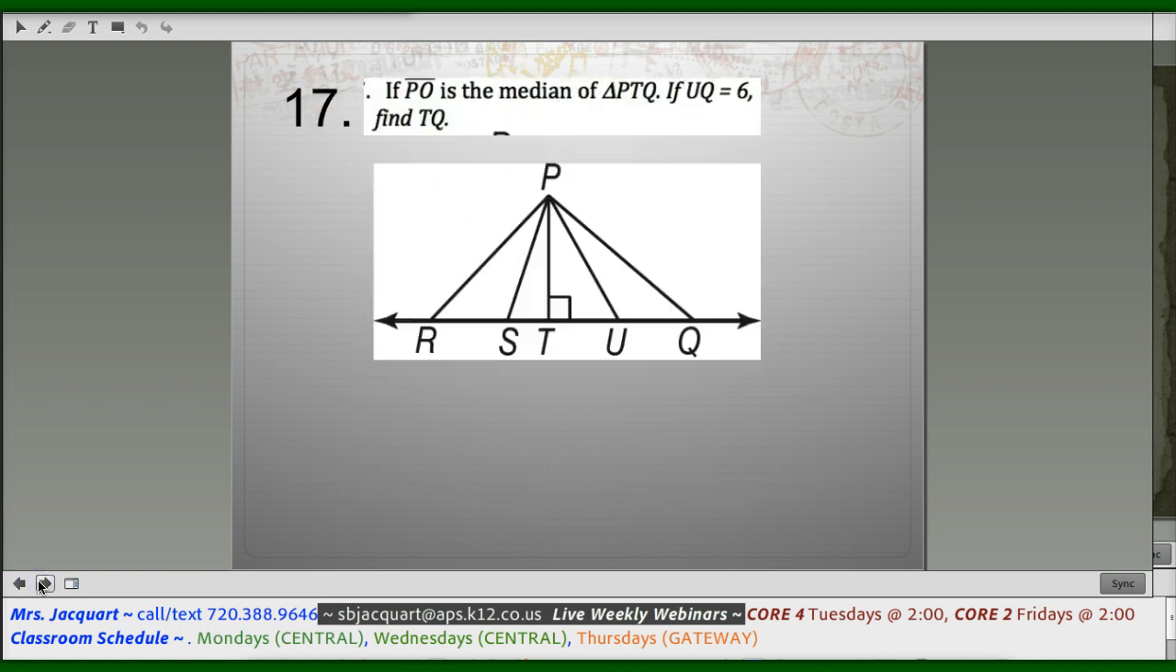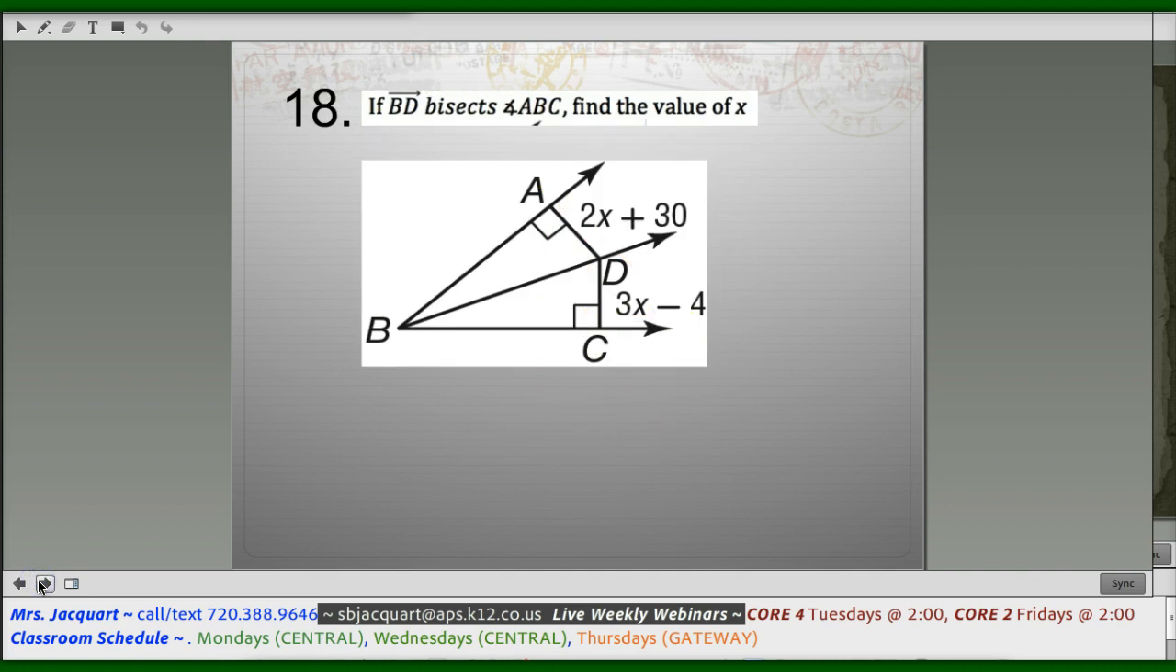All right, cool. So 17. This one I have a typo in it, so fix it. It's supposed to say PU. If PU is the median of PTQ, what that means is that it's going to be congruent to that, TU and UQ. If UQ is 6, then what's TQ? That would be 6, and this would be 12. 12. Alrighty, 18. If BD bisects ABC, find the value of X.